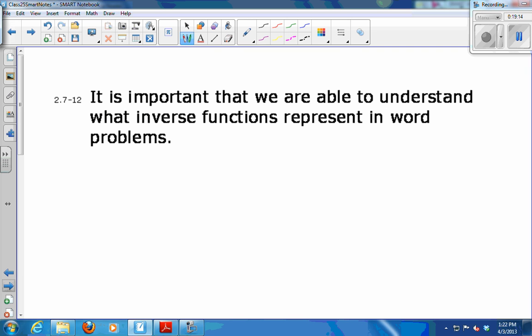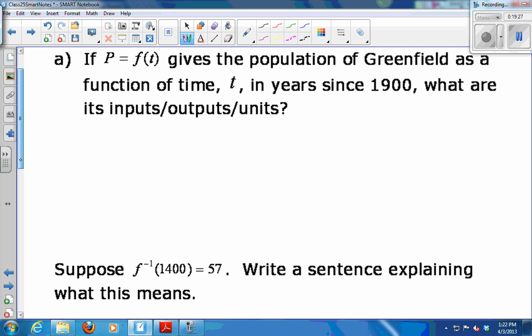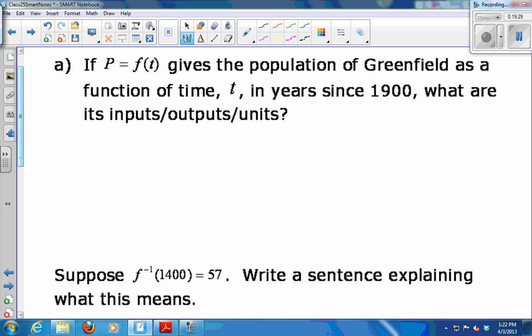So, like you asked a couple minutes ago, Ayana, what do we use this for? It's important to be able to understand what an inverse function represents when you're using a function to represent a real-world thing. So for my first example here, we have a function, f of t, that gives the population of Greenfield as a function of time, t, in years since 1990.